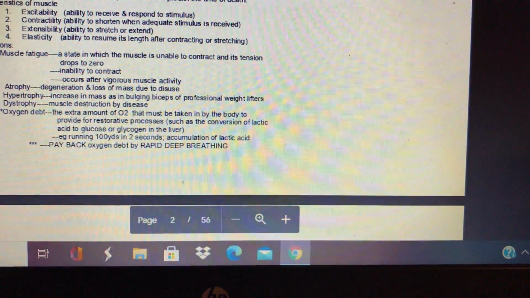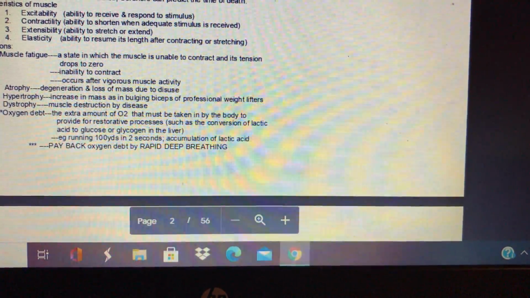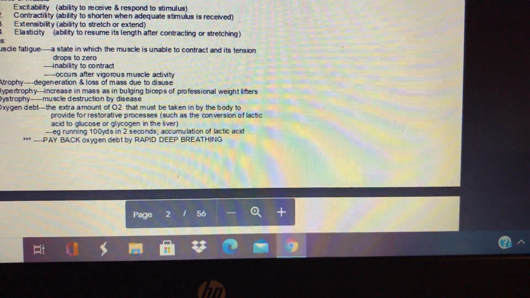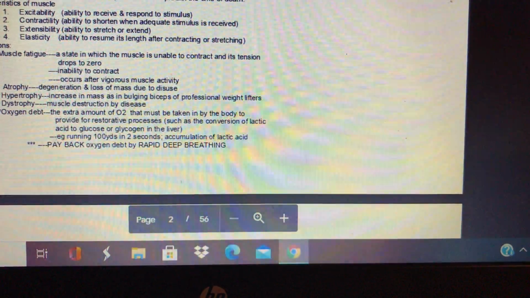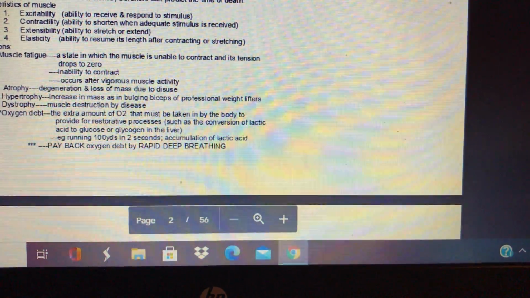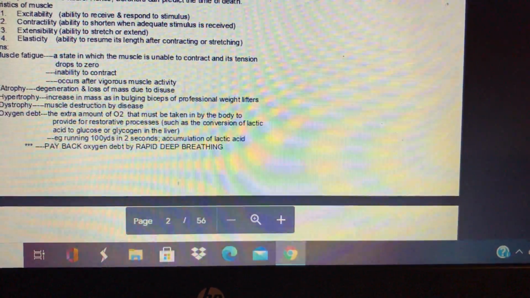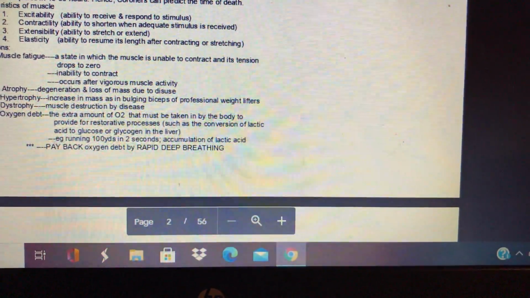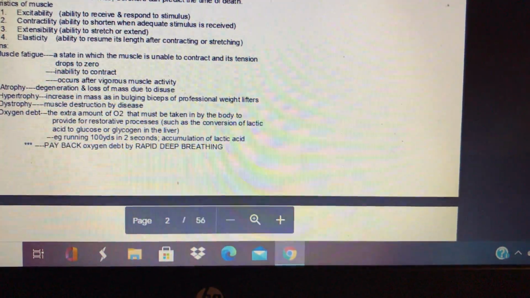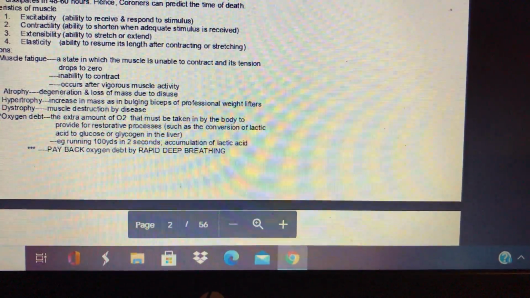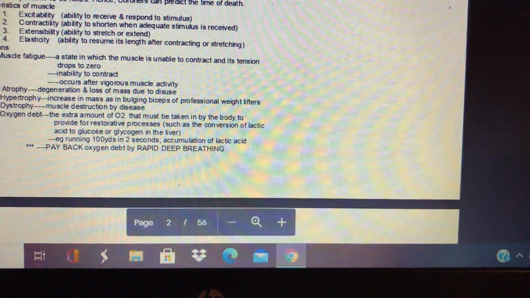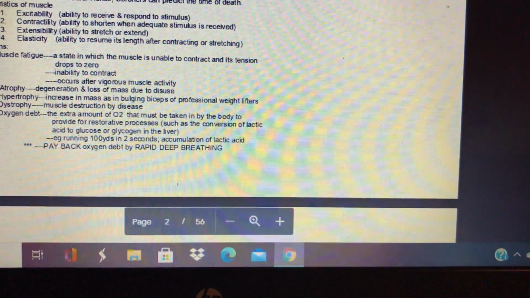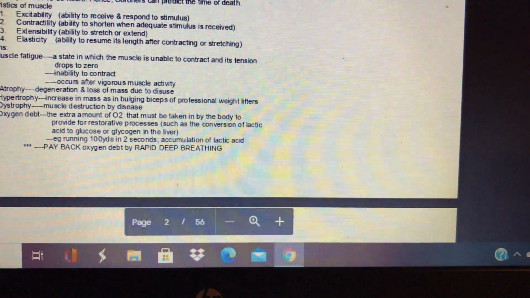Characteristics of muscle: excitability, which is the ability to receive and respond to stimulus. Contractibility, which is the ability to shorten when adequate stimulus is received. Extensibility is the ability to stretch or extend. Elasticity is the ability to resume its length after contracting or stretching. So the four characteristics of muscle are excitability, contractibility, extensibility, and elasticity.